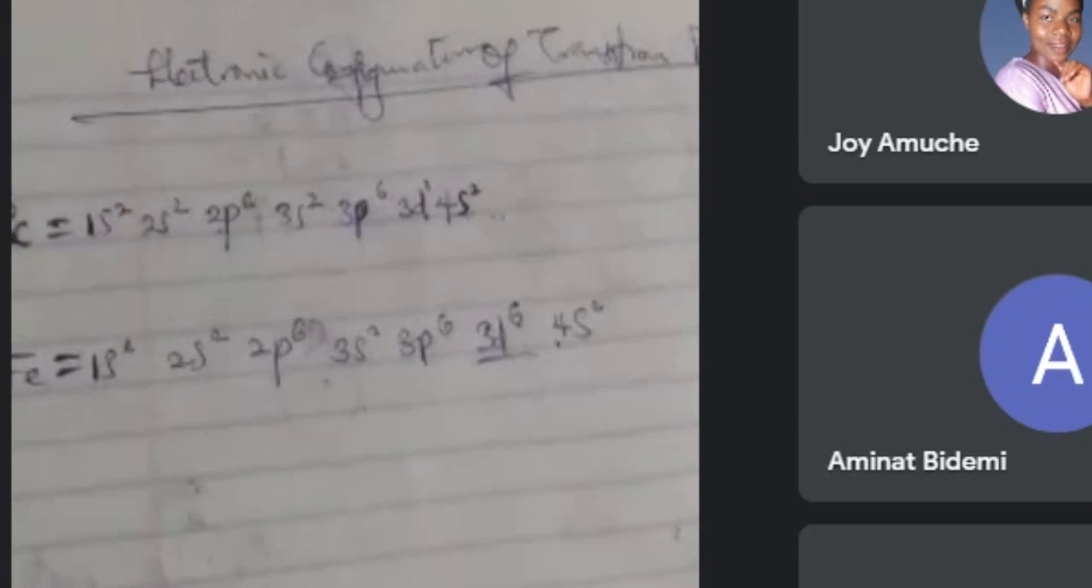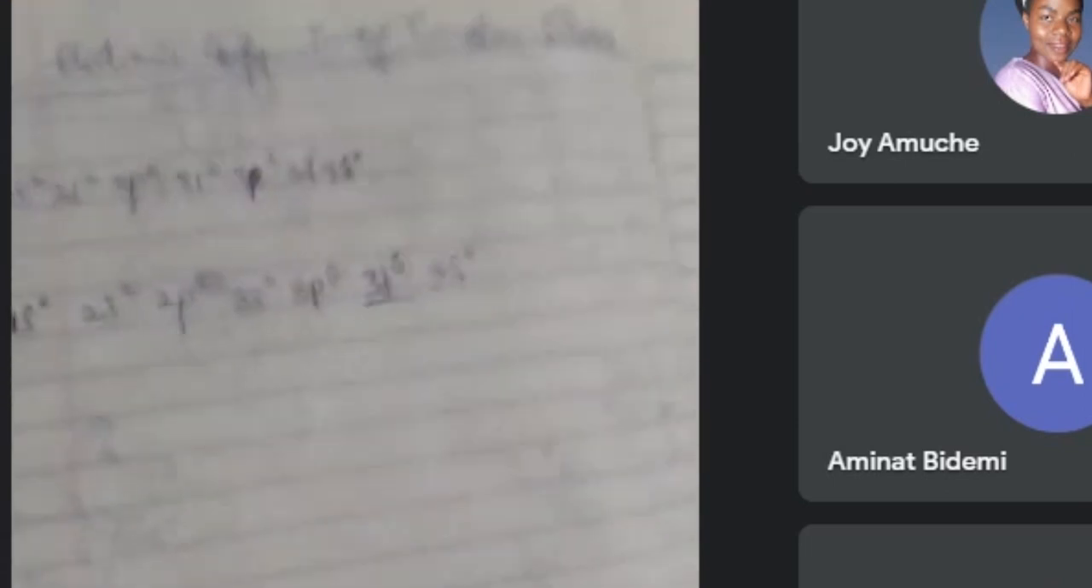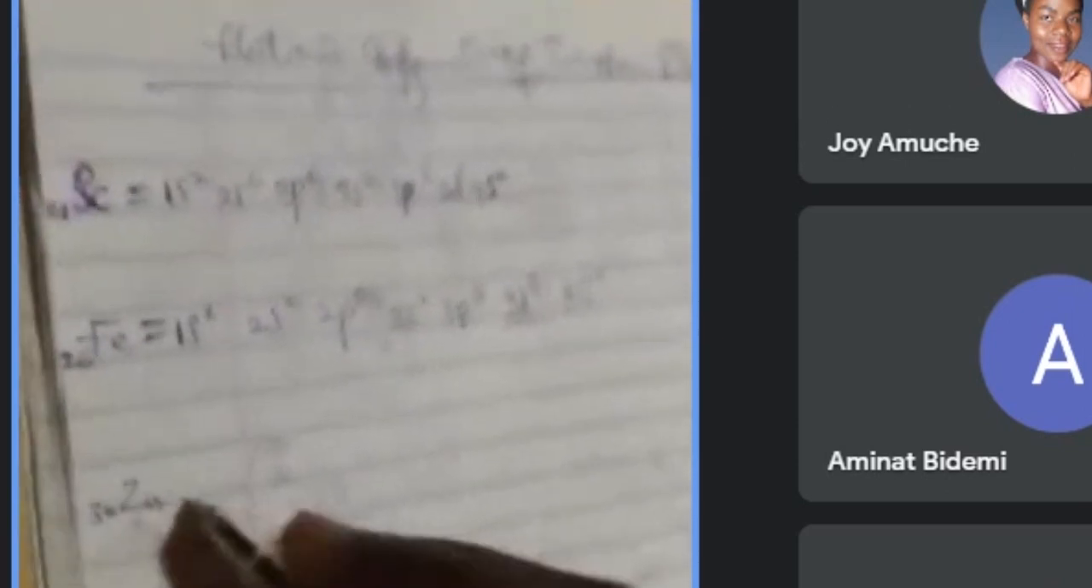Zinc will contain 10. Let us take it. Zinc has the atomic number of 30.